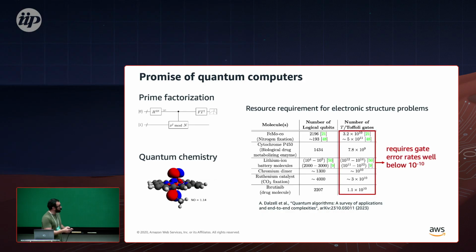But transistors have no errors. The error rate of a transistor is like 10 to the minus 19, something like this. So we don't even care about it at all.